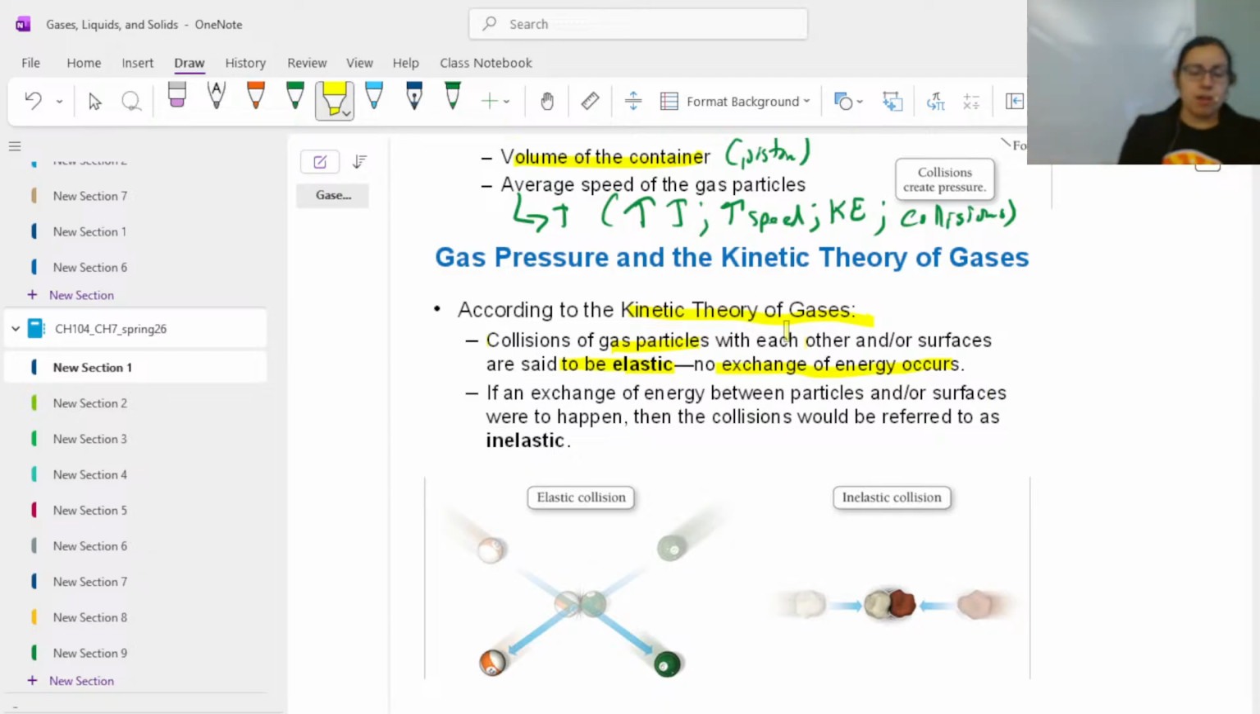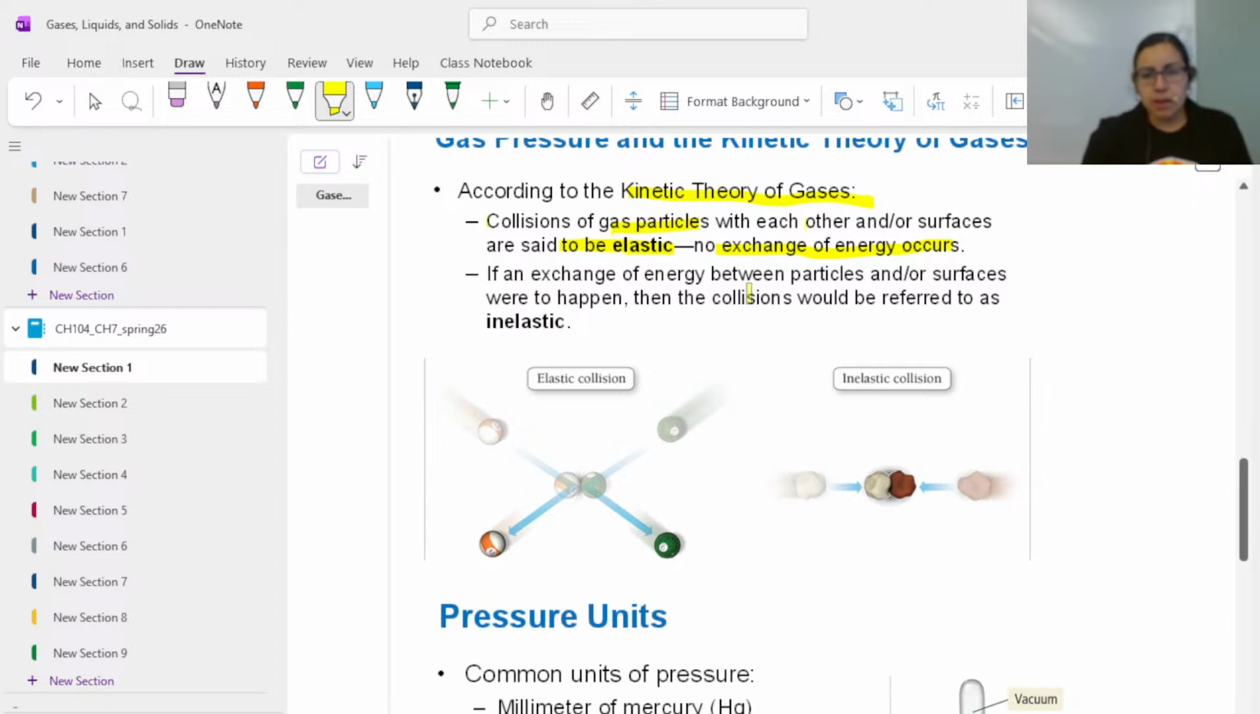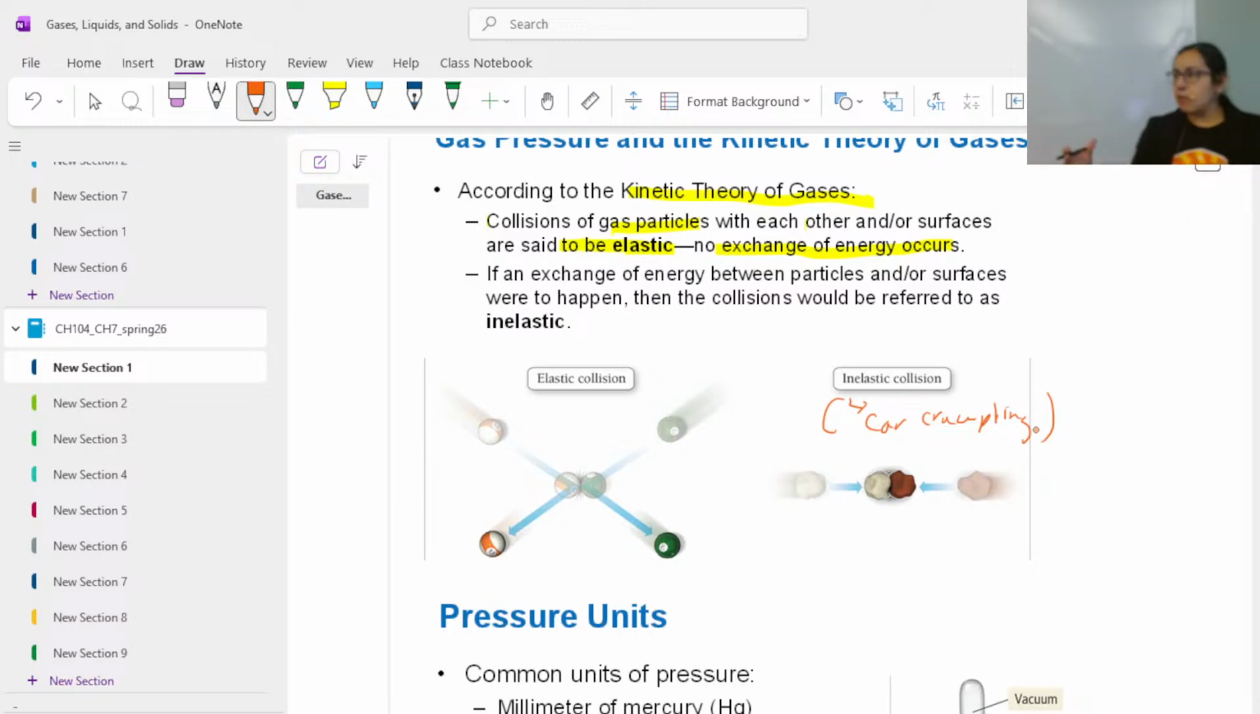So again, just bouncing against another particle or against a wall, elastic collisions, and then just comparing to what an inelastic collision would be. That's where you have energy transferred to a surface. Just think about car crumpling and why they crumple. You may know that about cars, where sometimes they're meant to crush in certain places, so that the energy of the crash gets transferred somewhere else. But again, that's inelastic, and we're assuming elastic conditions for our ideal gas law.